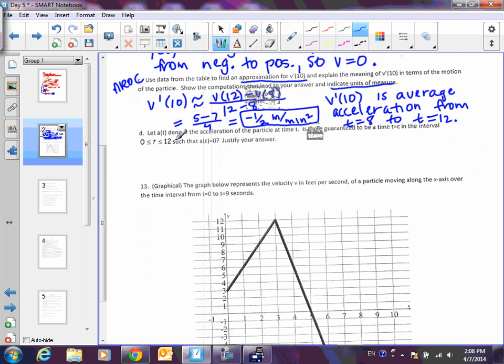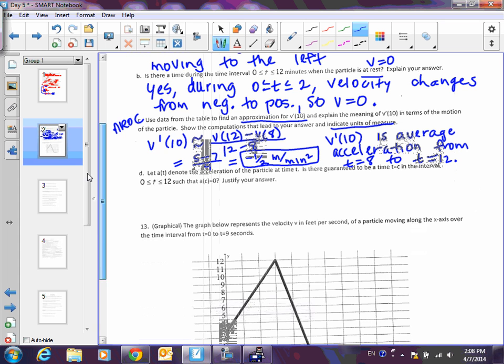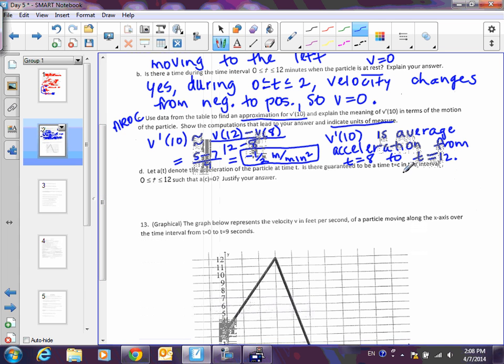All right, for D, let A of t denote the acceleration. We could normally find the acceleration just by taking the derivative, but with the table, it's not that simple. It says, is there a guaranteed time t equals c in the interval such that A of c equals 0? So I want you to look at the table, and I want you to think, is there a time for sure when acceleration equals 0? And if you can narrow down maybe where it would be, that's even better. First, just, is it yes or no?